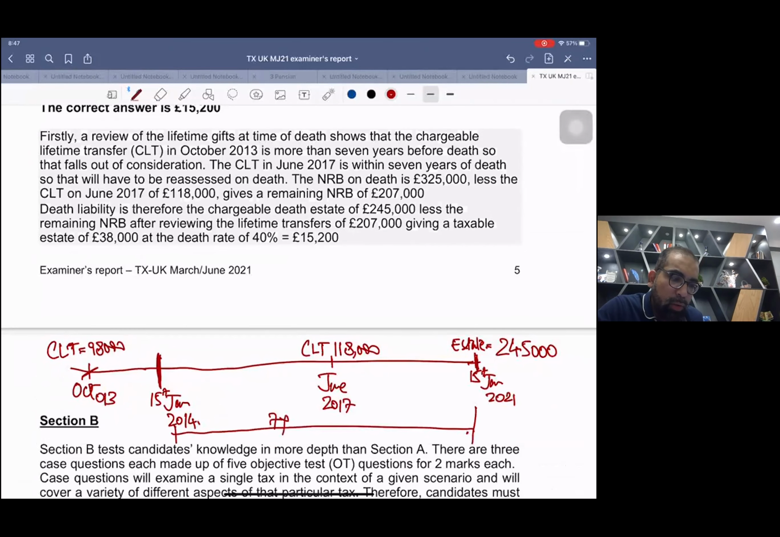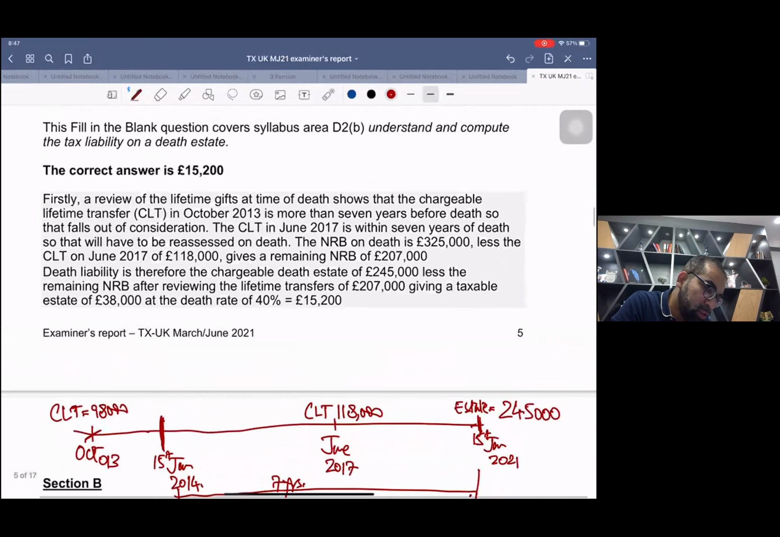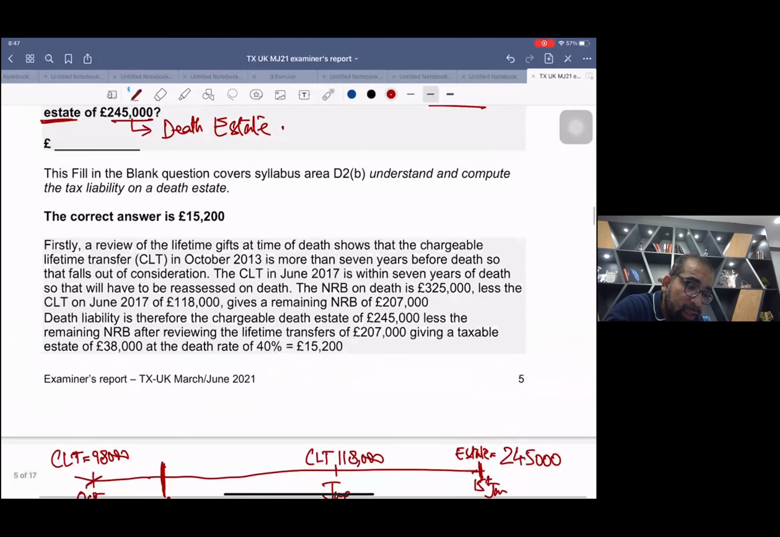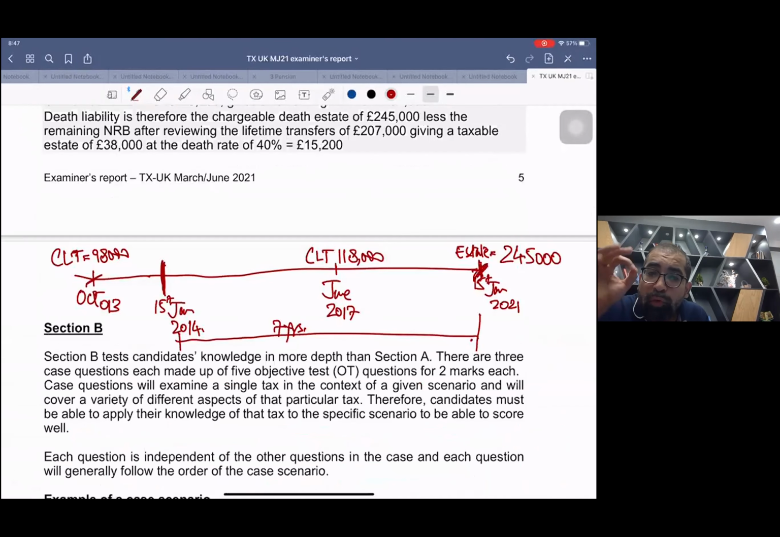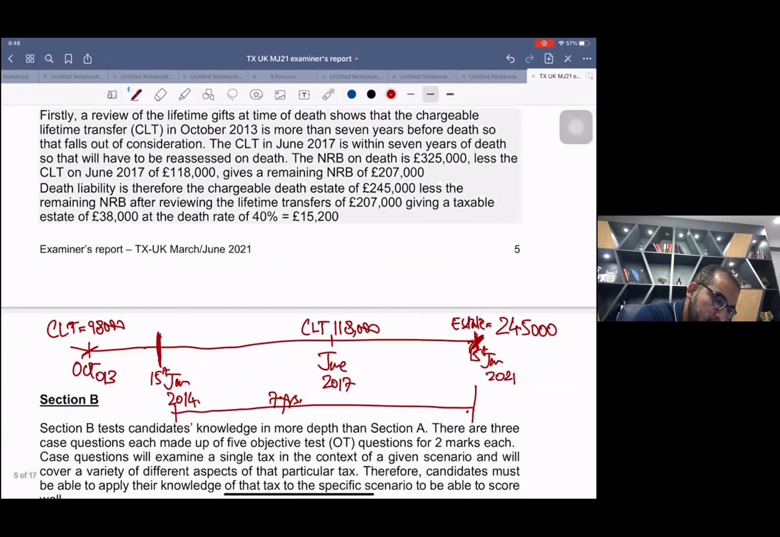Now read the requirement carefully. What are they asking? They are asking to calculate the inheritance tax for the chargeable estate, only death estate. For death estate tax calculation, we are standing at the date of death, and we look at 7 years back from the date of death, because we are doing the death estate working.